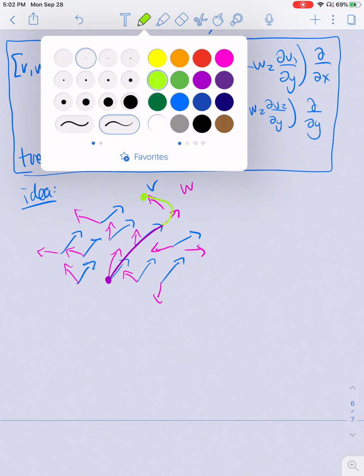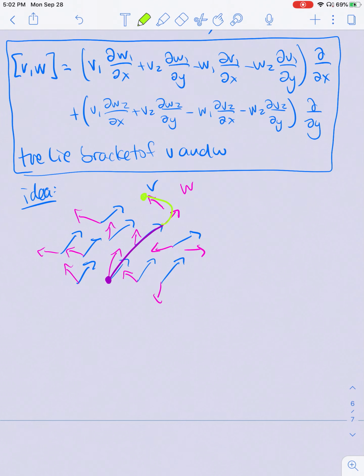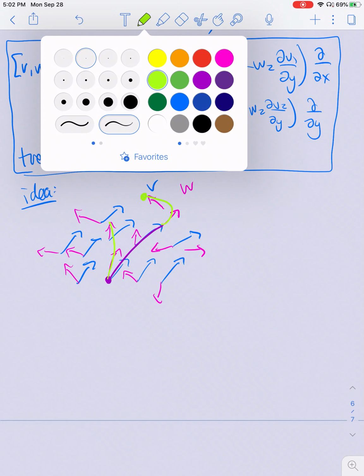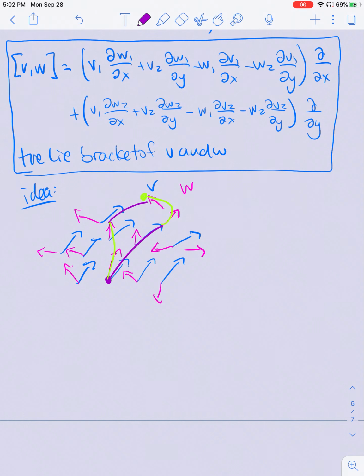But I could have done this in the opposite order. So I could have first gone in the direction of W and then gone in the direction of V. And maybe then I don't get to the same spot. So maybe going in the direction of V first, then W doesn't get me into the same spot as W, then V. So this is the idea behind what a Lie bracket is. A Lie bracket is something that measures this sort of mistake. It's a little bit confusing in this dimension, but basically it's something that can't happen in one dimension. It can only happen once you have at least two dimensions.